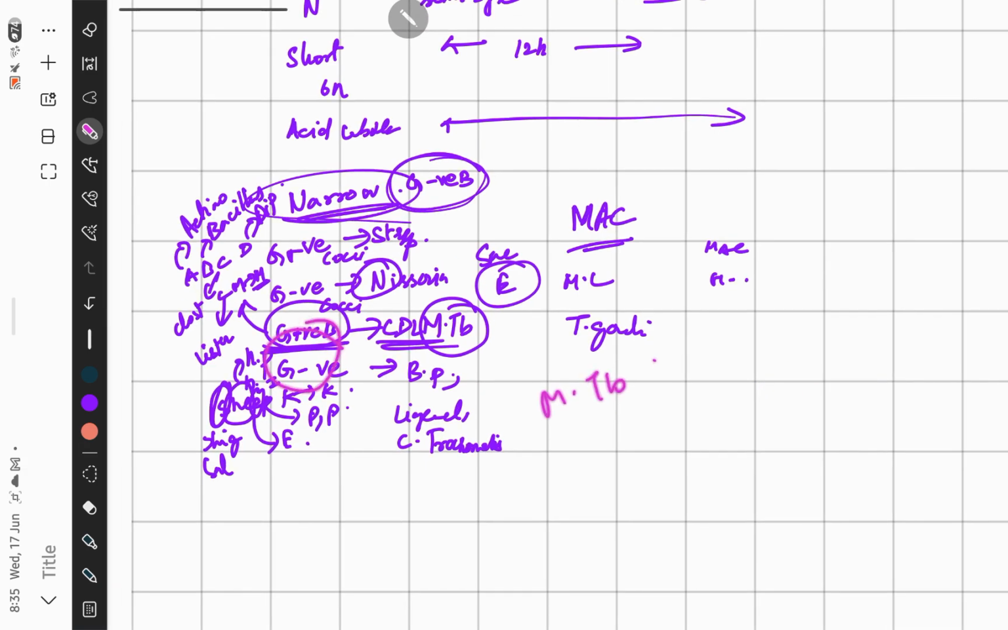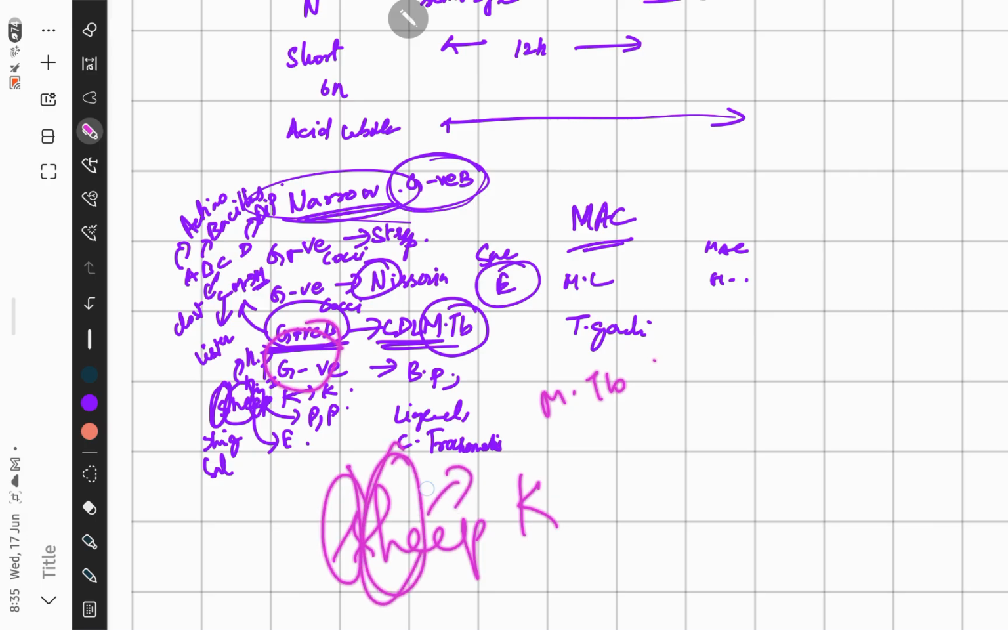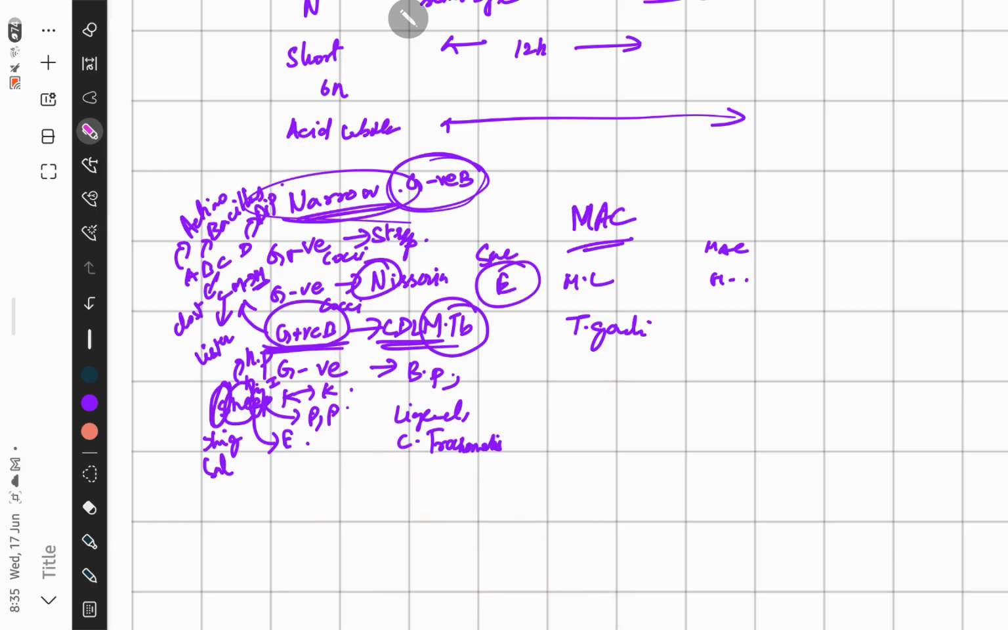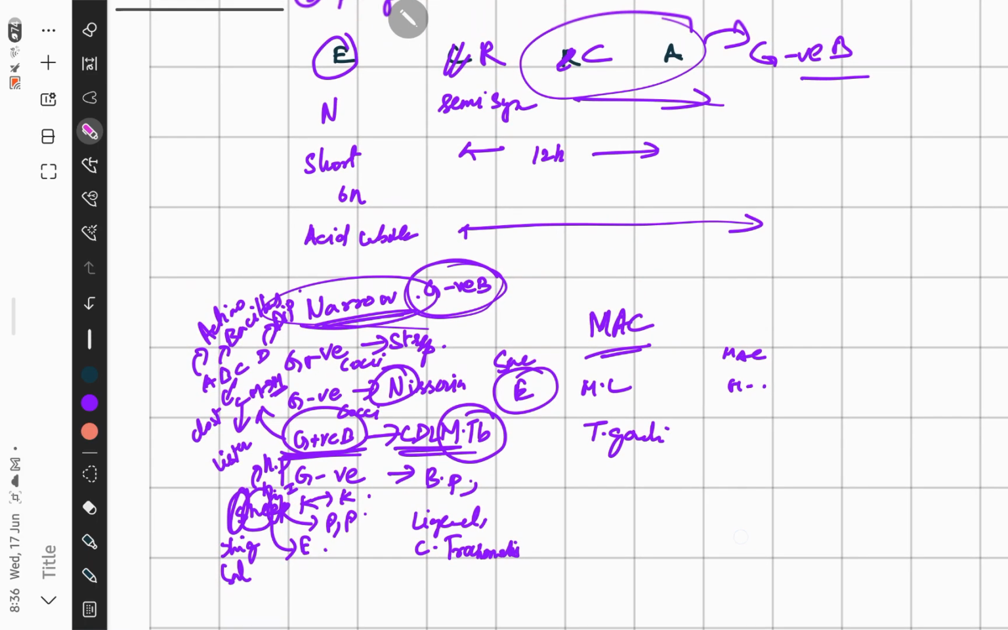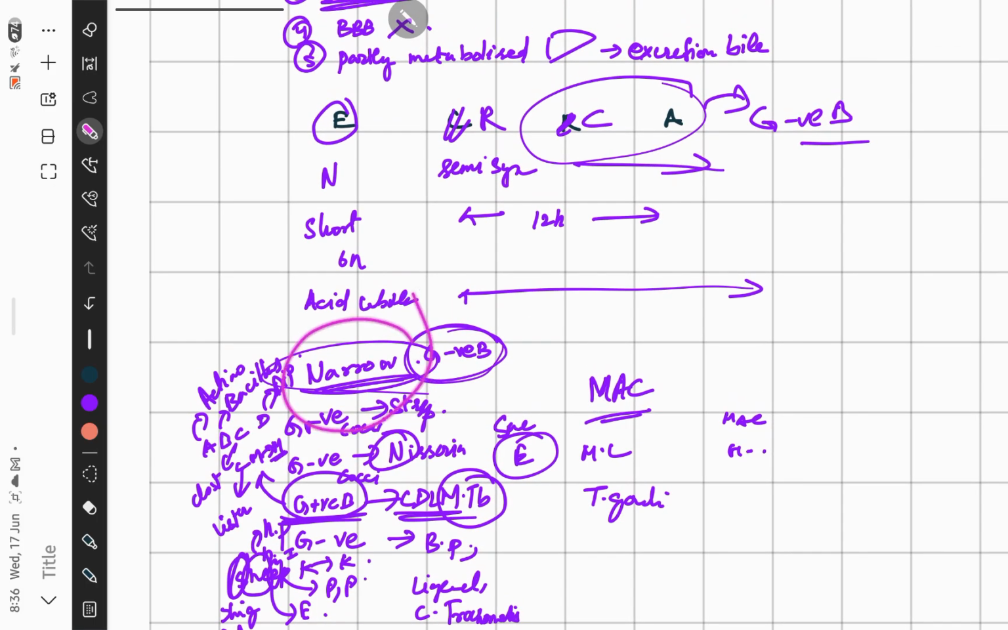In gram-negative bacilli, we have the mnemonic SHEPK: S for Shigella and Salmonella, H for Helicobacter pylori and Haemophilus influenzae, E for Enterobacteriaceae, P for Proteus and Pseudomonas, K for Klebsiella. Here we have also given the atypical ones like Legionella, Chlamydia trachomatis, and Bordetella pertussis. You don't have to write all this, it is just for your understanding. You can just write narrow spectrum.